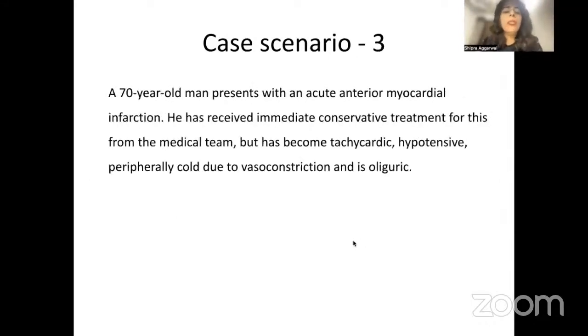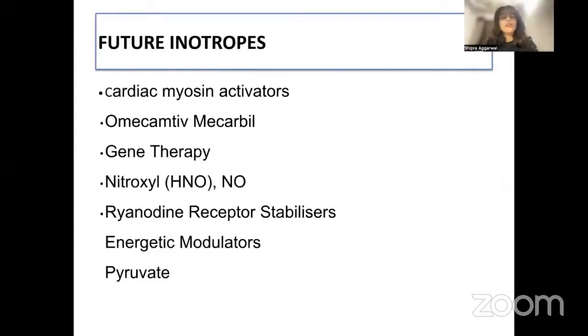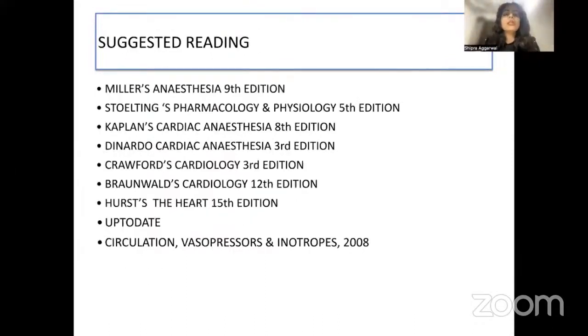Then the third case scenario, a 70-year-old man presents with an acute myocardial infarction. He has received immediate conservative treatment from his medical team, but has become tachycardic, hypotensive, peripherally cold due to vasoconstriction and is oliguric. So this is a case of cardiogenic shock and the treatment of choice will be dobutamine and milrinone. So these are the future inotropes which can come into bigger practice in recent times. The suggested readings for all the postgraduate students are stated underneath. Thank you and best of luck for your exams.